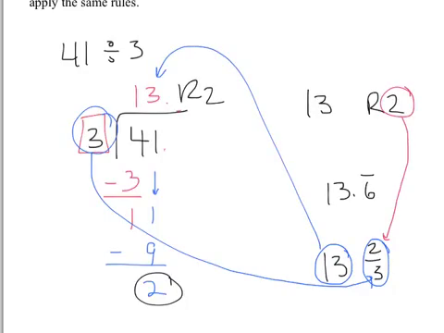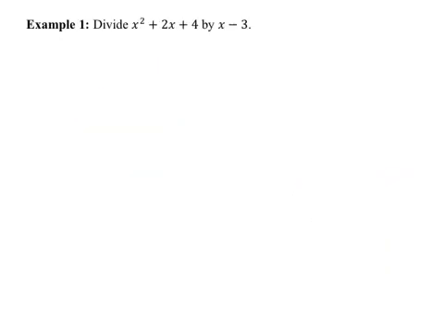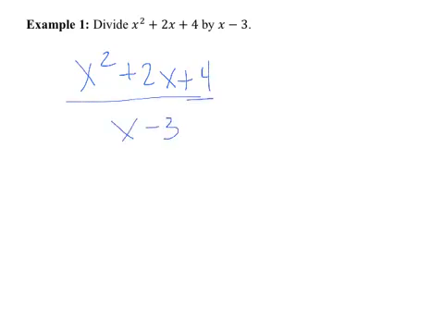So now let's apply these rules to polynomial division. Example 1 says to divide x squared plus 2x plus 4, that quantity, by x minus 3. You could start by saying to yourself, well, this is what it means, really. But what we'll notice is that you can't factor the numerator. So we can't factor and then cancel. It doesn't work because it's not evenly divisible. So let's go to long division and see what we can do.